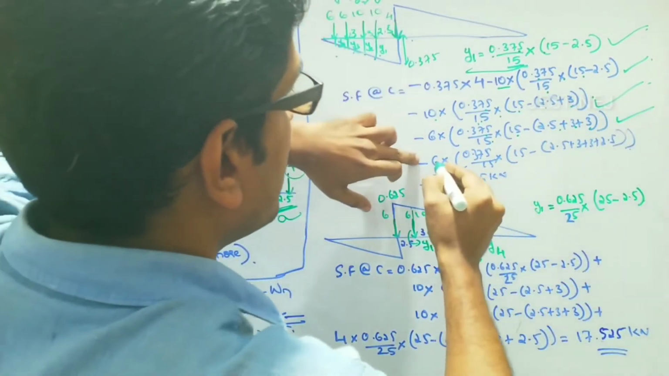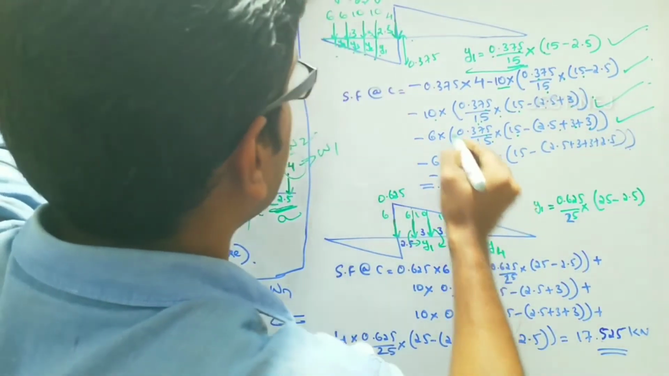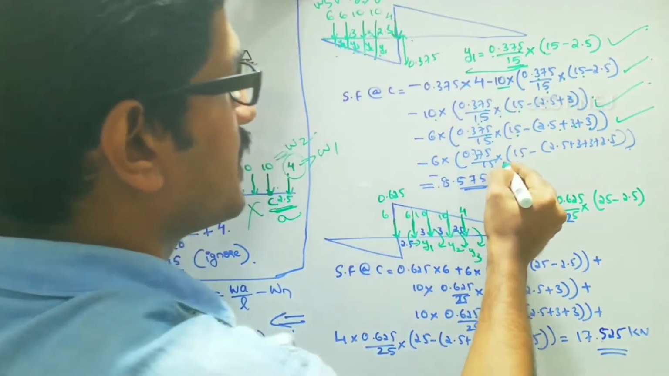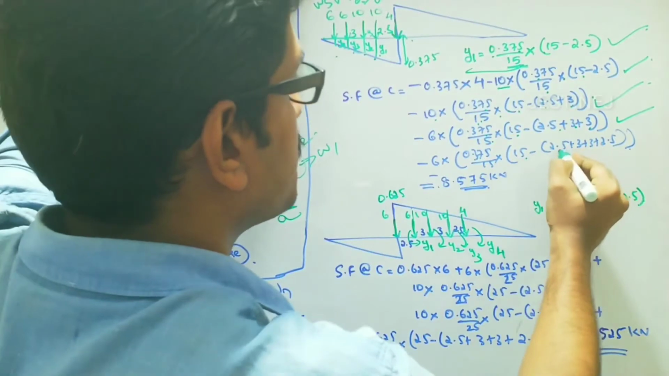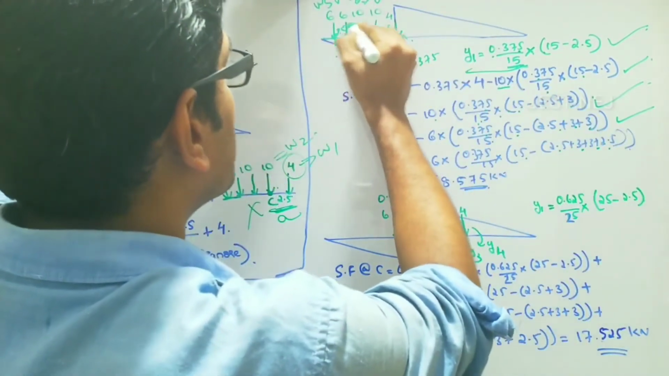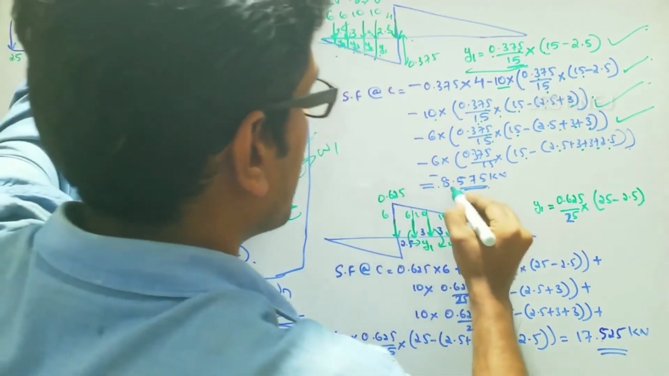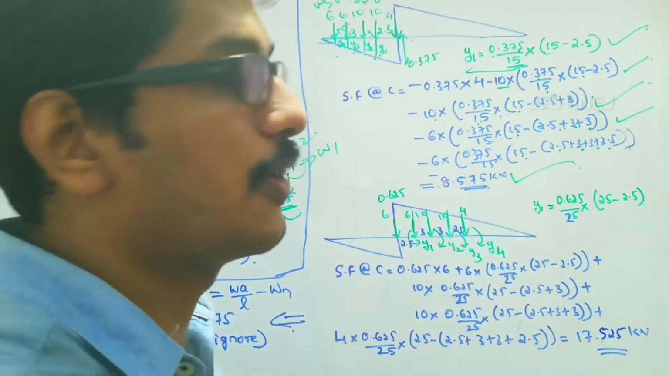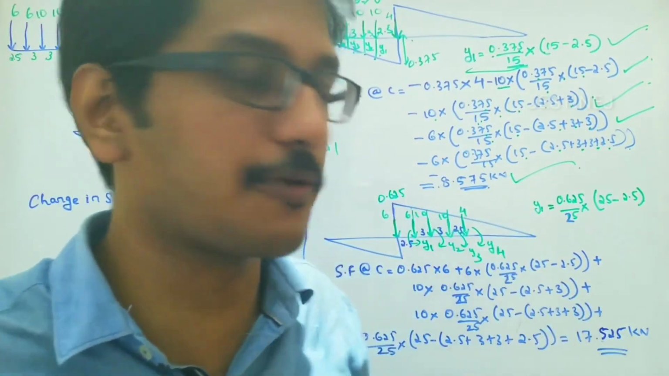And here again minus 6 multiplied by the fifth load we are considering. So 0.375 by 15 multiplied by 15 minus 2.5 plus 3 plus 3 plus 2.5. All the distances on this small triangle you have to take. And finally you will get minus 8.575 kilonewton. That is the maximum negative shear force.